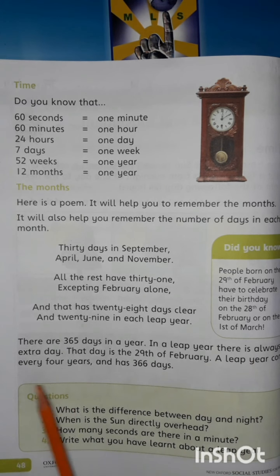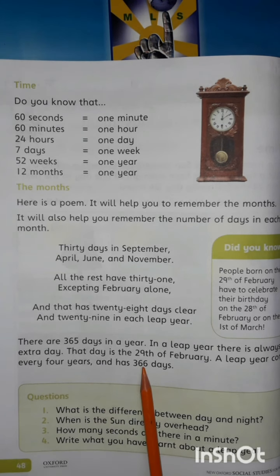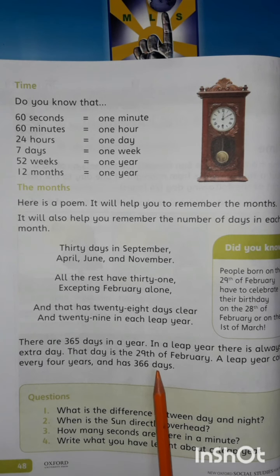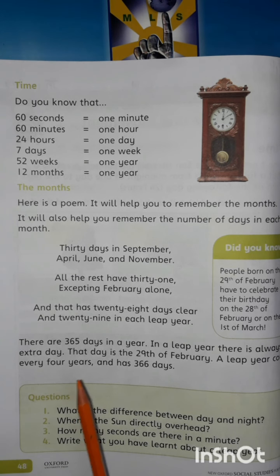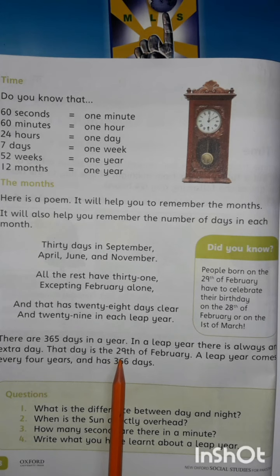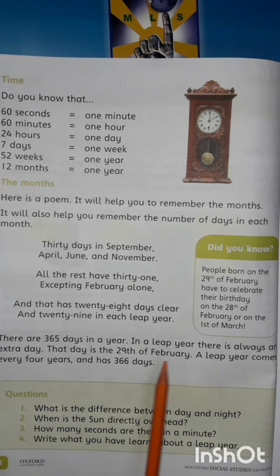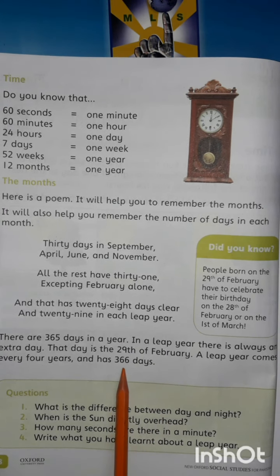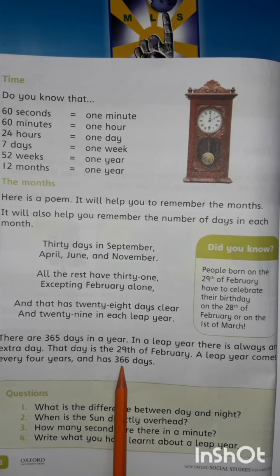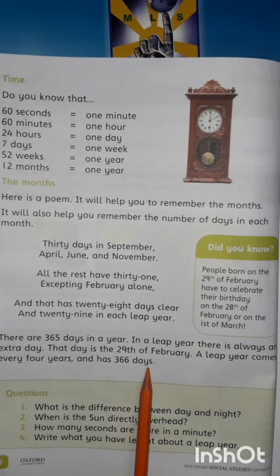A leap year comes every 4 years and it has 366 days. Normally, in 1 year, there are 365 days. Due to the extra date of 29th of February, a leap year has one extra day. That's why it has 366 days.